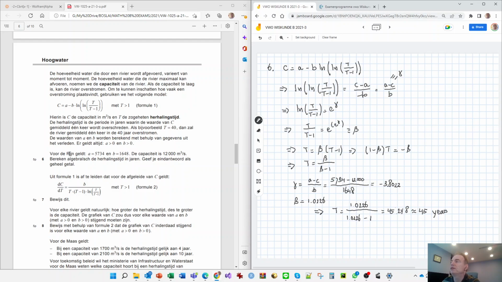So what I want to know now for the Rhine, what is this repeat time, or the average time of one overflow of the river, and give your answer as a whole number. And in this case they say algebraically, so you can't use your calculator. Well, let's see.